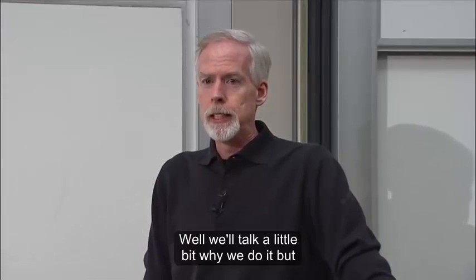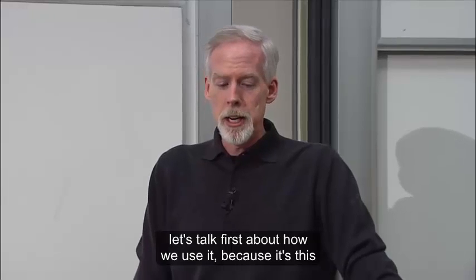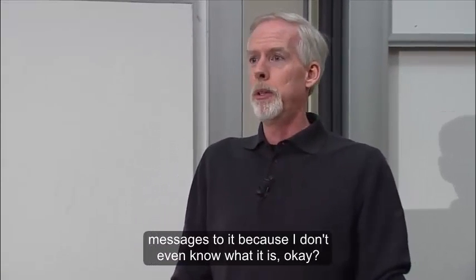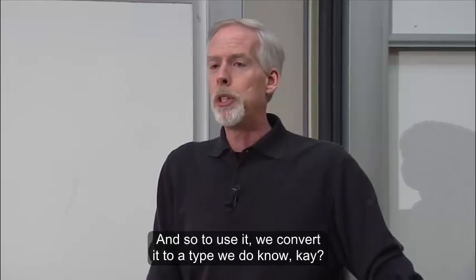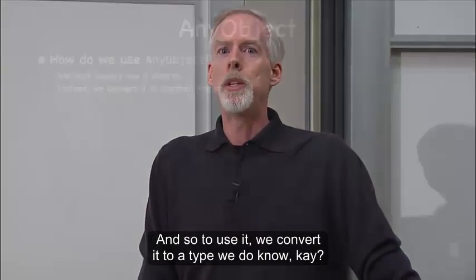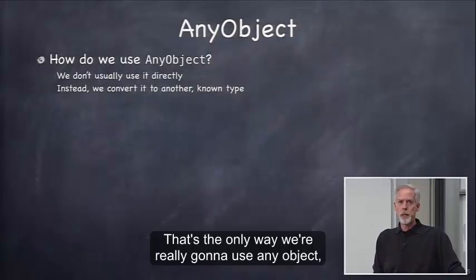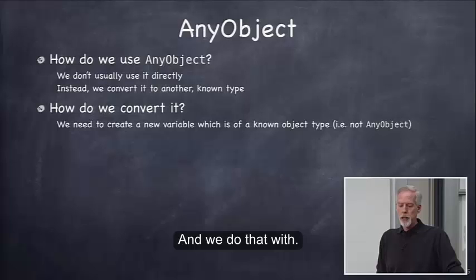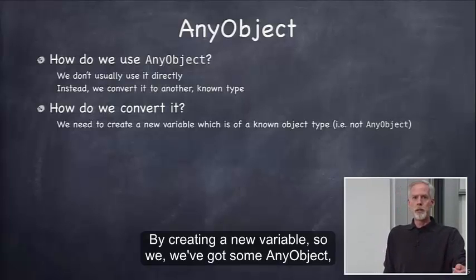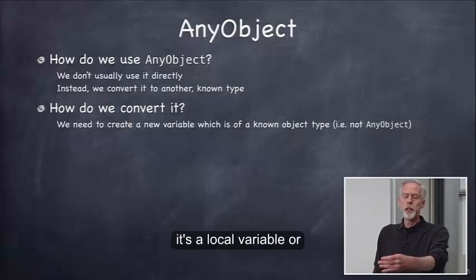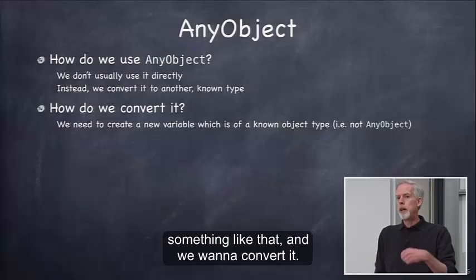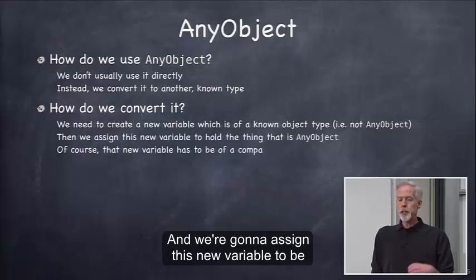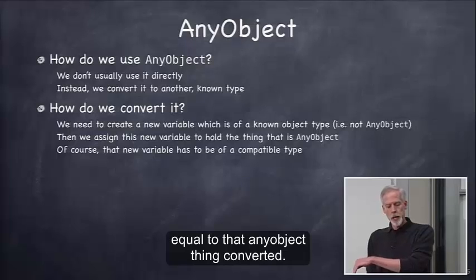Well, we'll talk a little bit about why we do it, but let's talk first about how we use it, because it's this pointer to unknown object, so I can't really send any messages to it because I don't even know what it is, okay? And so to use it, we convert it to a type we do know. That's the only way we're really going to use any object, is to convert it to some class that we do know, right? And we do that by creating a new variable. So we've got some any object. It was an argument to a method, or it's a local variable, or something like that, and we want to convert it. So we're going to create a new variable of the type we want to convert it to, and we're going to assign this new variable to be equal to that any object thing converted.